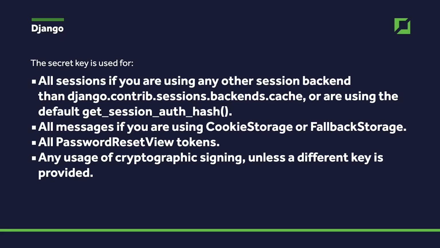So let's take a general overview of what Django describes the secret key is used for. Taken from the Django documentation, there are 4 elements here. First of all, the secret key is used for all sessions. For example, when using cookie-based sessions, the session data is stored utilizing the Django cryptographic tools. So the session data is signed, and signing data requires the secret key. Next, all messages, if you're using the cookie storage or fallback storage.